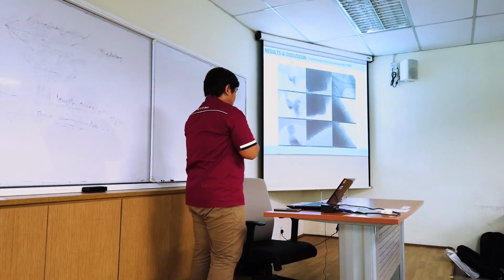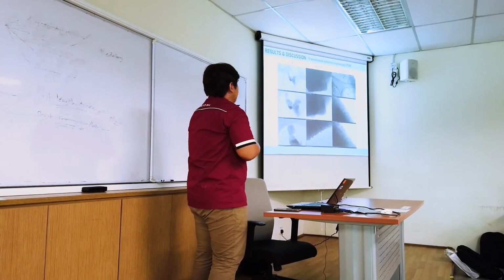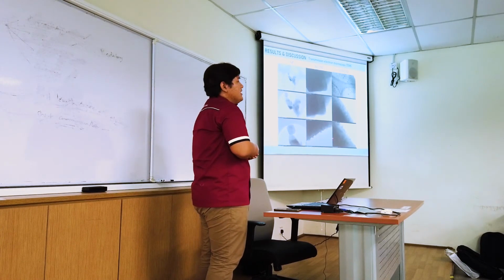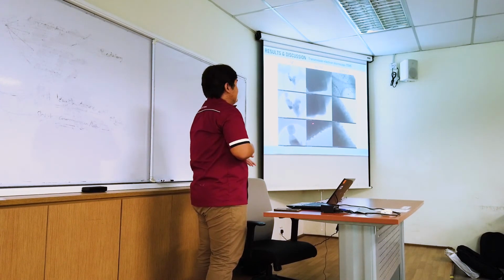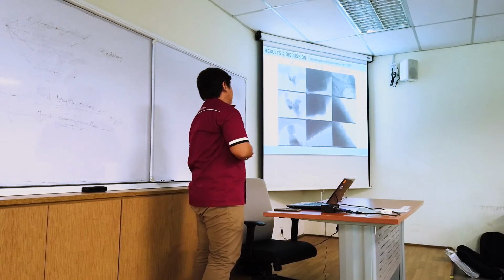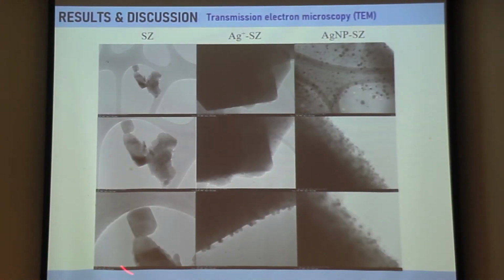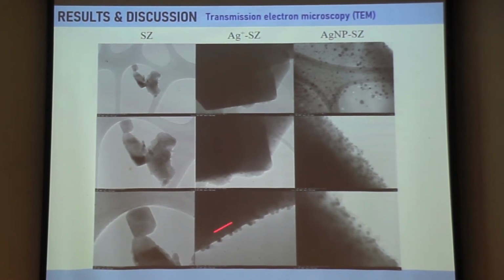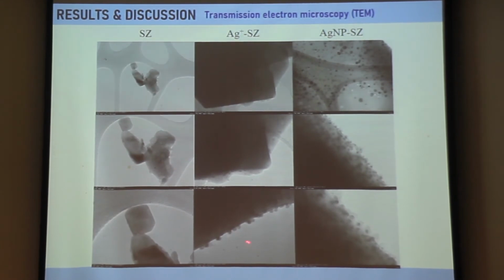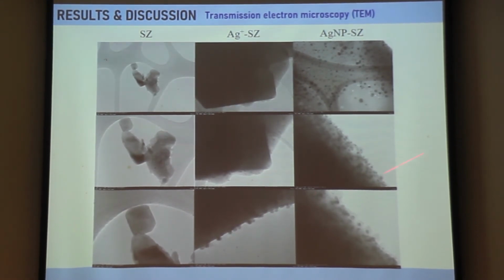Next is the TEM. This is what we sought for. When we want to see nanoparticles, we cannot see them using FESEM, so we have to use TEM so we can go deeper into the framework. As you can see in the synthesized zeolite here, there are no nanoparticles at all because it is only the zeolite itself. Moving on, when we add silver nitrate, in the form of Ag, there is a deposition or immobilization of very fine and small particles on the zeolite. They are silver, sorry.